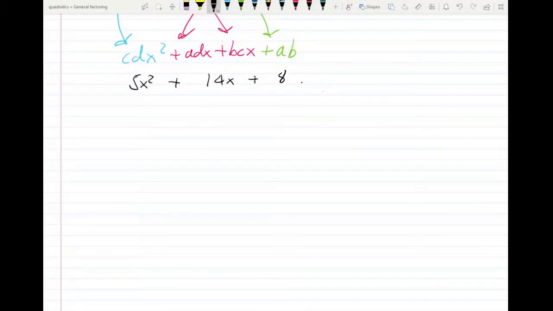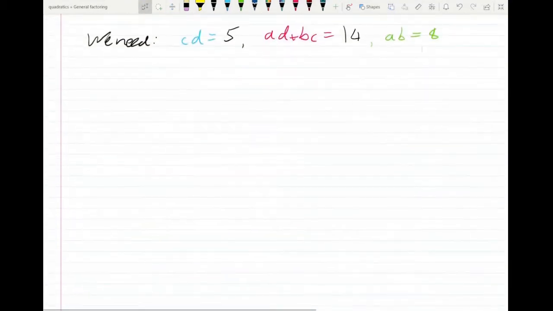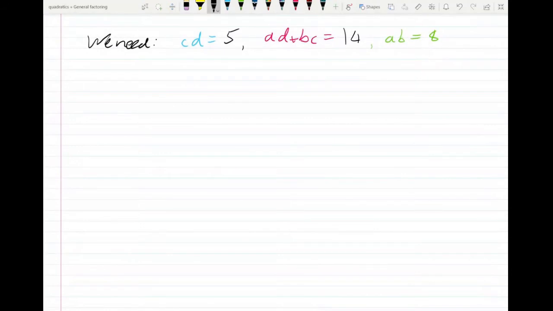What this means is that we need cd equals 5. We need ad plus bc equals 14. And we need ab equals 8. So let's start running through our possibilities.